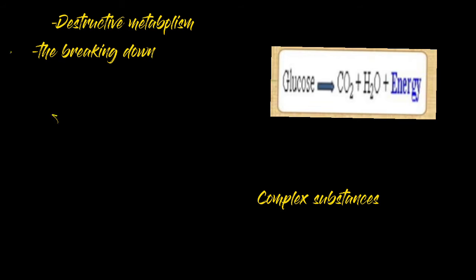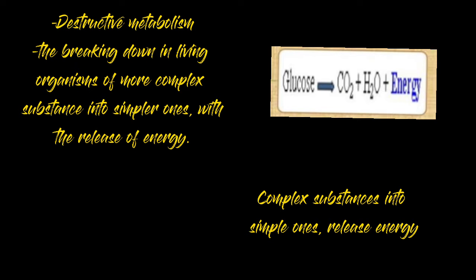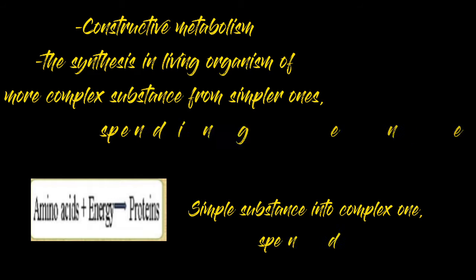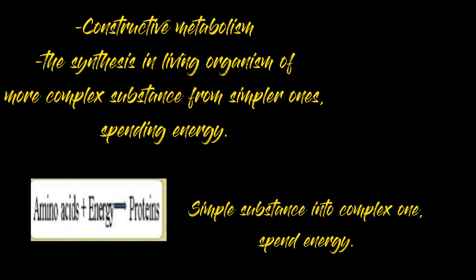Catabolism, destructive metabolism, is the breakdown in living organisms of more complex substances into simpler ones with the release of energy. Complex substances into simpler ones, releasing energy. Anabolism, constructive metabolism, is the synthesis in living organisms of more complex substances from simpler ones, requiring energy. Simple substances into complex ones, requiring energy.